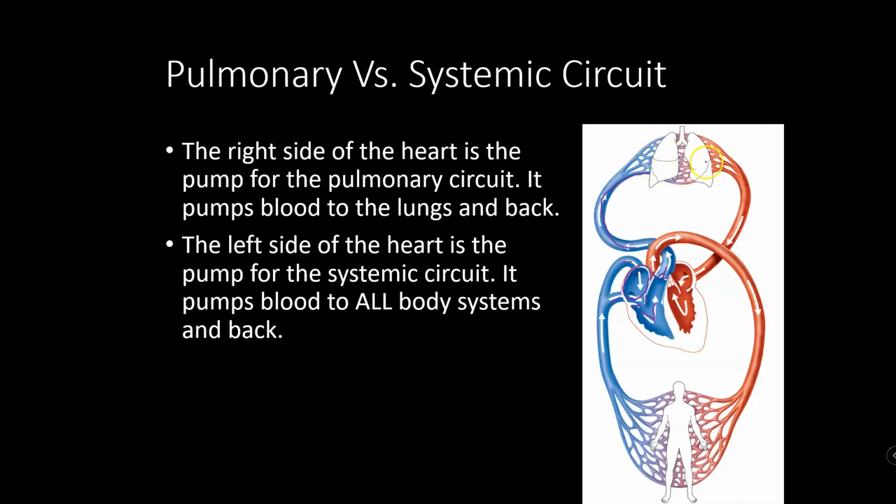Notice the color changes in the lungs. That's because that's where we pick up oxygen, drop off carbon dioxide. Then we come back to the heart via the pulmonary veins. Remember, there's usually about 4 of those. This picture is not showing you 4. When we come back to the heart from the lungs, we enter from the pulmonary veins into the left atrium.